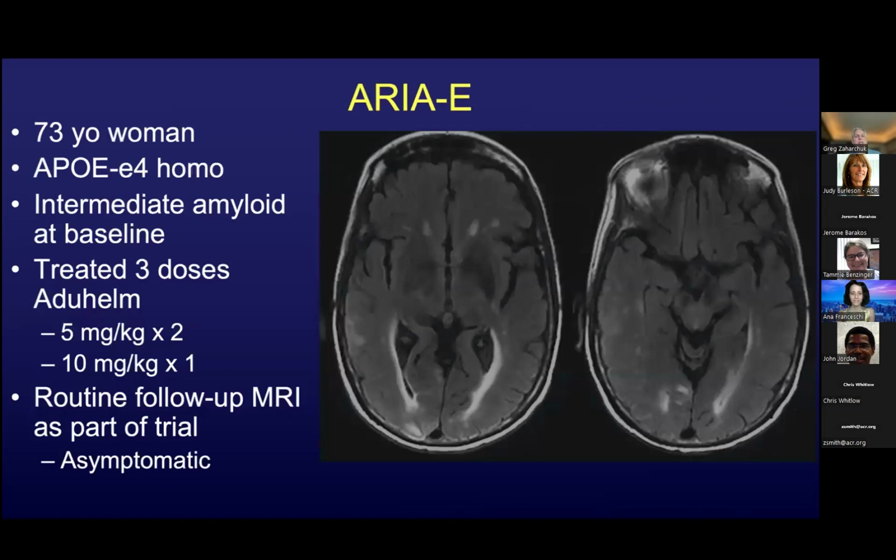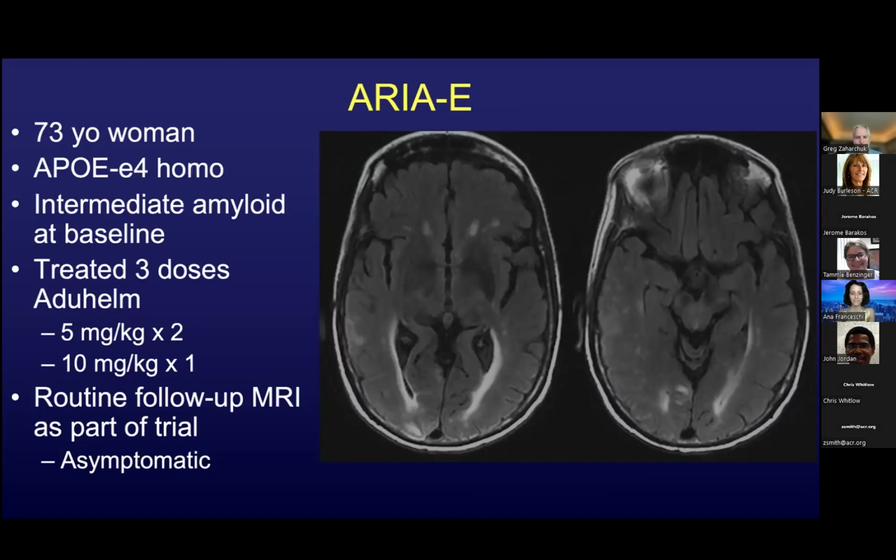Okay, so let's look at a few cases. This is a woman who came in. She was an ApoE4 homozygote, again, which is somewhat of a higher risk for ARIA. She had intermediate amyloid at baseline, and she was actually treated with aducanumab. And this was routine follow-up as part of the clinical trial.